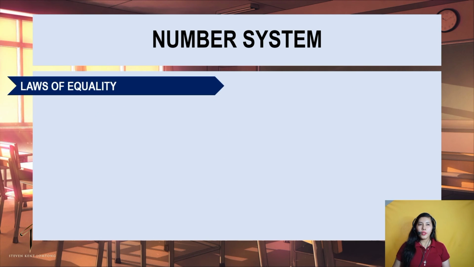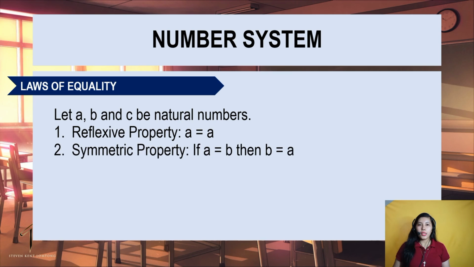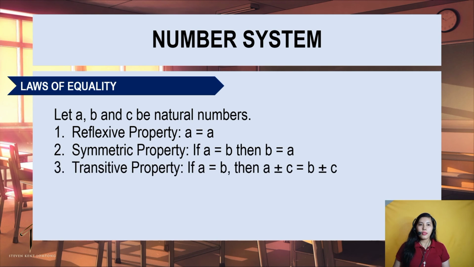So we also have laws of equality. Let A, B, and C be natural numbers. We have the reflexive property, A is equal to A. Symmetric property, if A is equal to B, then B is equal to A. Transitive property, so if A is equal to B, then A plus or minus C is equal to B plus or minus C. Then, we also have the multiplication and division property.